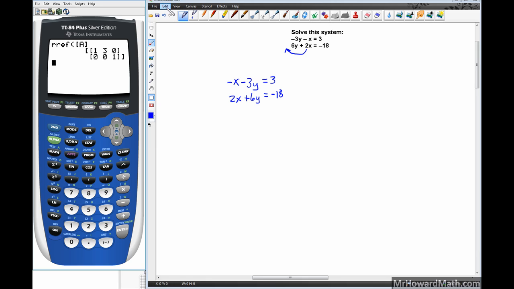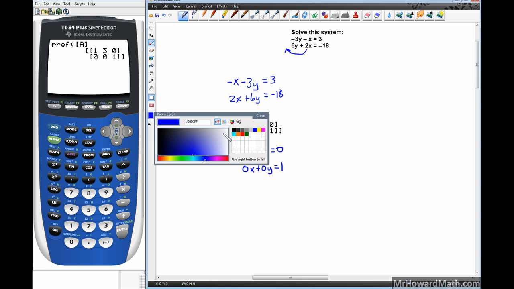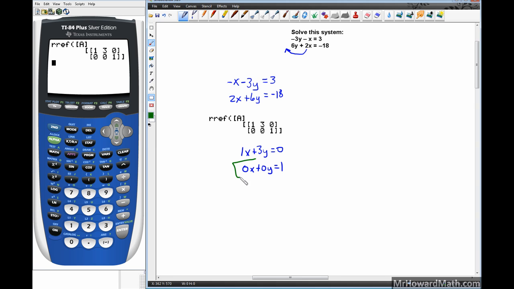So let's drag this over. Alright. So, our calculator tells us that we have, this is an interesting situation. We have an issue here. Okay, so this is telling us that 1x plus 3y's equals 0. That's what the first row is telling us. Then it tells us that 0x plus 0y equals 1. Okay, this bottom part is impossible, right? Because 0 times anything plus 0 times anything is 0, not 1. So this is impossible. Therefore, this is telling us that there is no solution.